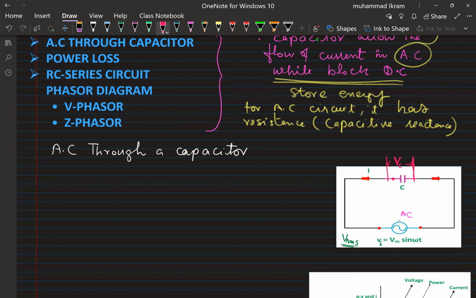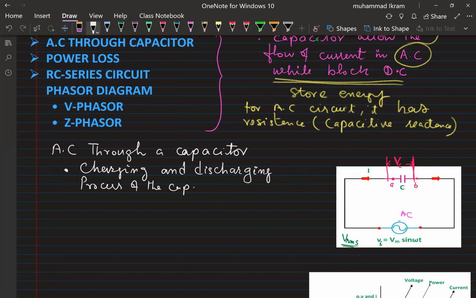Now, if we have the two ends of the capacitor, for example NA and NB right here, since we know that the charging and discharging process of the capacitor is purely exponential, it does not rise or fall linearly.